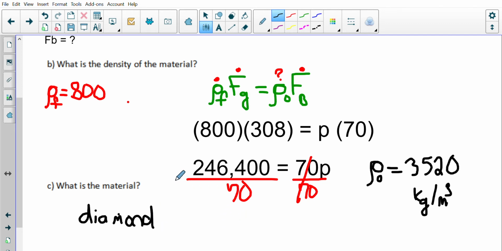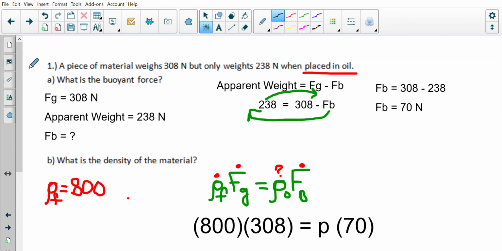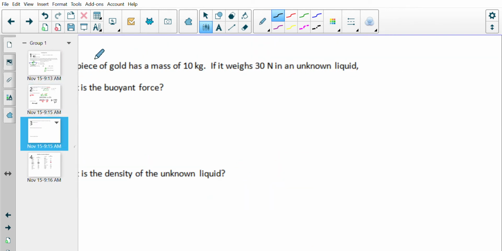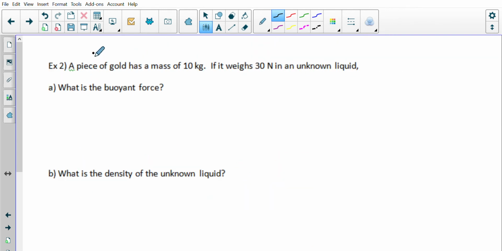All right, let's try another one of those. Let's see here. What do we got this time? Ooh, a piece of gold has a mass of 10 kilograms. If it weighs 30 newtons in an unknown liquid, what is the buoyant force?